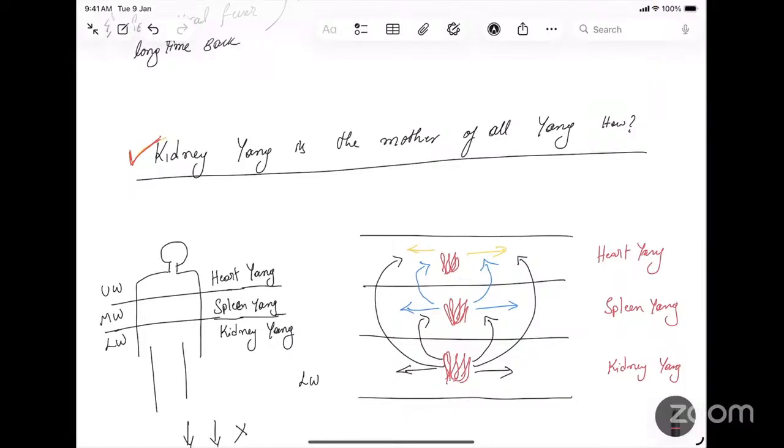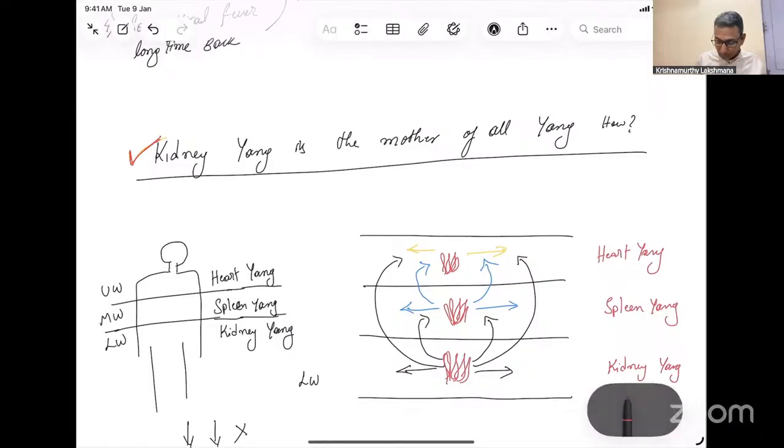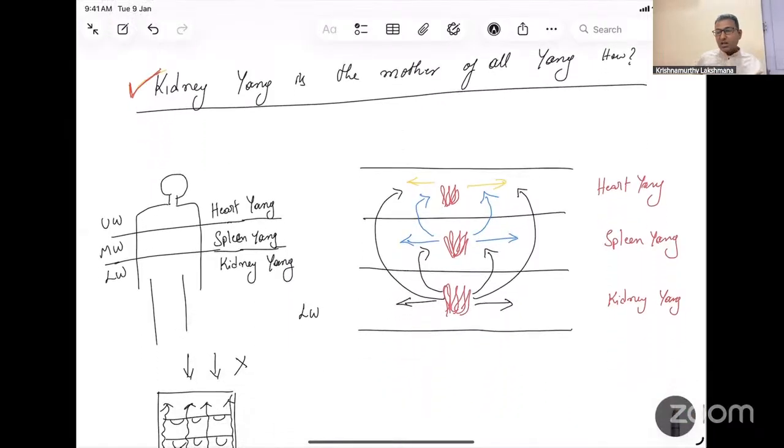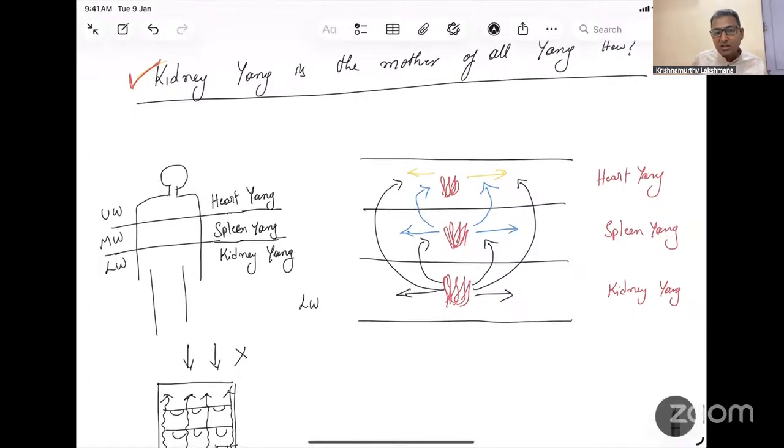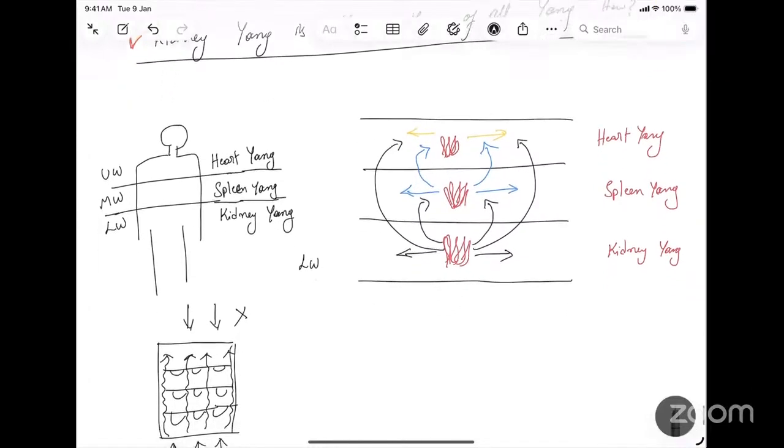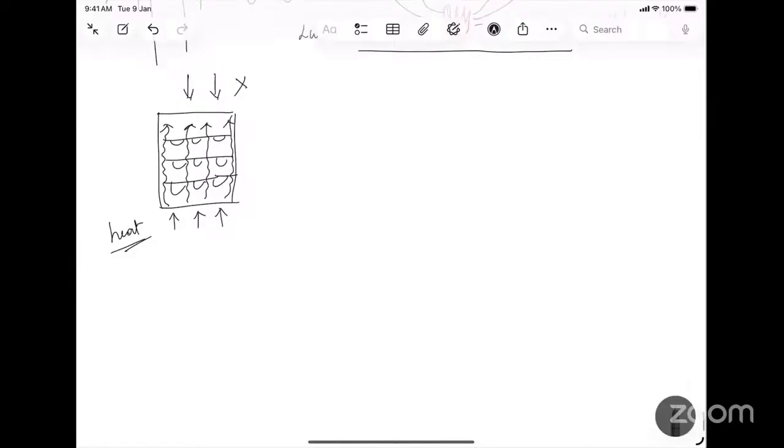In a similar way, kidney yin is also the mother of all yin. Yes, I am coming to it. So kidney, everybody is okay with this kidney yang? Yes, sir. Okay. Next kidney.